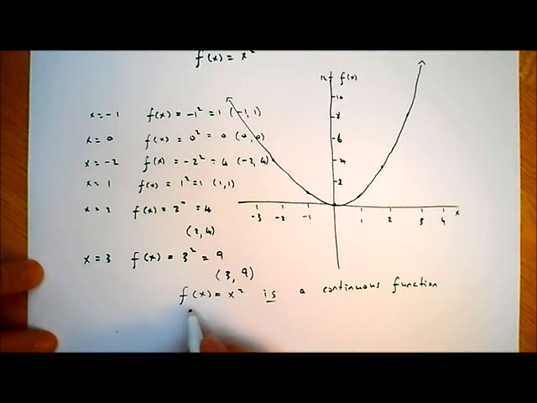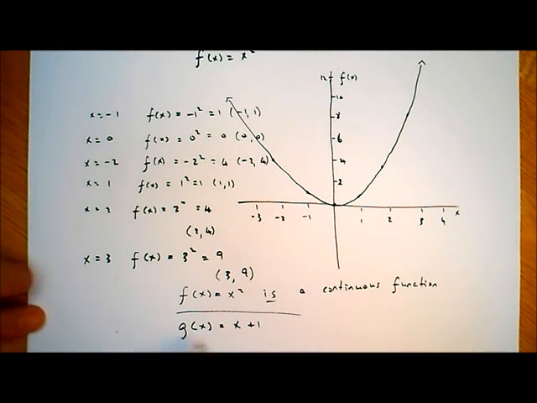So if you want to try another one, let's say you were to plot the function g of x is equal to x plus 1. This function will turn out to be a continuous function. You can try this yourself. It'd be a good idea to plot it. Fill in values of x into this function, get corresponding values of g of x, plot it on a graph, and it will turn out to be a continuous function. There won't be a break.